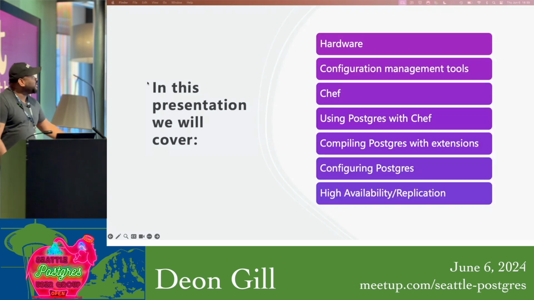What we're going to cover is hardware, so what specs and everything, and the configuration management tools that you can use. Basically, I'm going to go over Chef because that's what we're currently using, but there are other ones. There is Ansible and Puppet that you could also use as your configuration management tools. And then we're going to run over using Postgres with Chef, as well as compiling Postgres with extensions, and then configuring Postgres. The last part is going to be about high availability and replication.